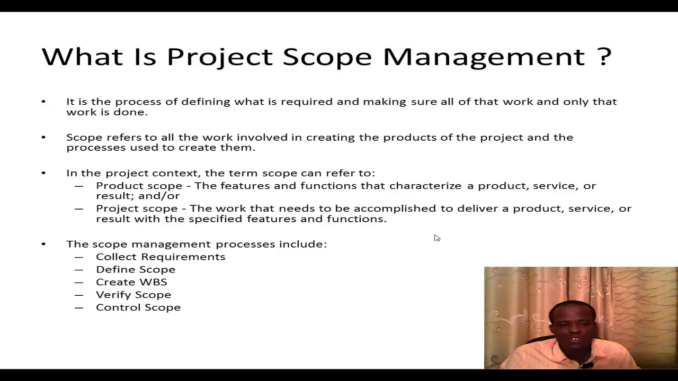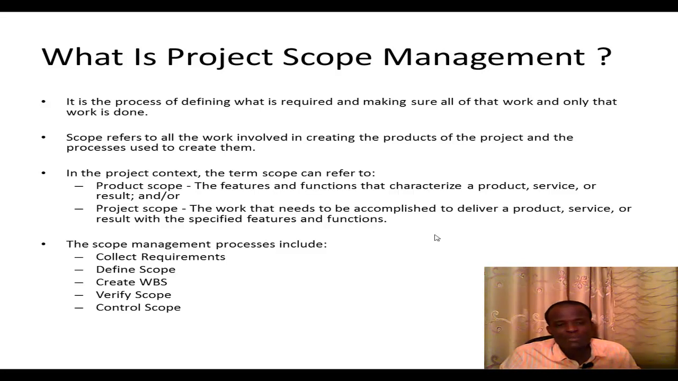And then we have the project scope that refers to the work that needs to be accomplished to deliver a product, service, or result with the specified features and functions. So we have the product scope, talking about the features and functions that characterize whatever needs to be developed in the project. And the project scope, talking about what needs to be done, how much work needs to be done to deliver what is expected.